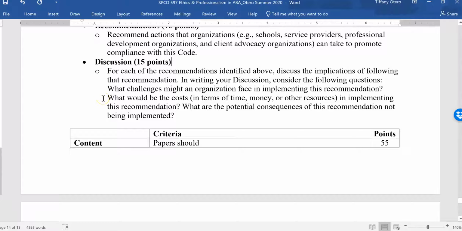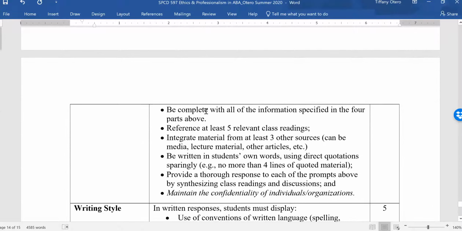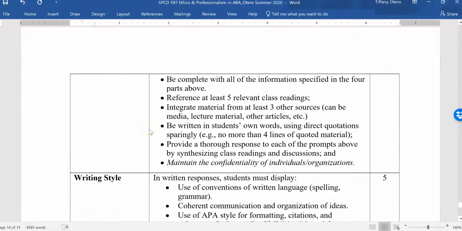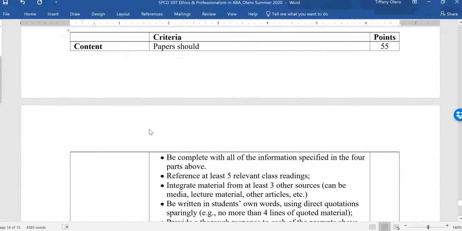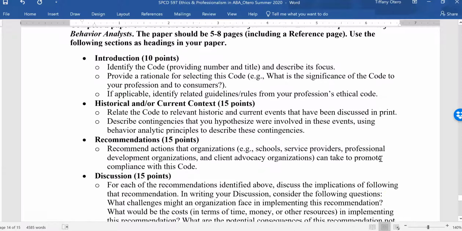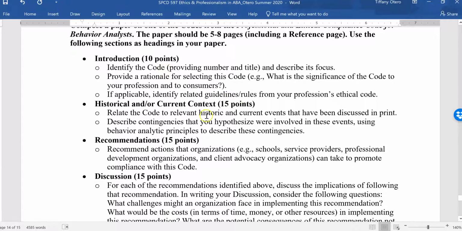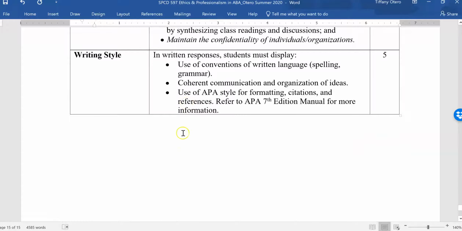And then what would be the costs in implementing this recommendation? And what are the potential consequences of the recommendation not being implemented? So again here, this is just the rubric for you to know exactly how I will be grading it. Again, that point breakdown, so it's 55 points here. That point breakdown is provided in this area. So those 55 points are aggregated into here, and then there's going to be an additional 5 points for your formatting.